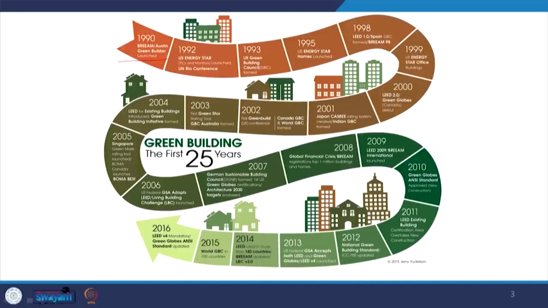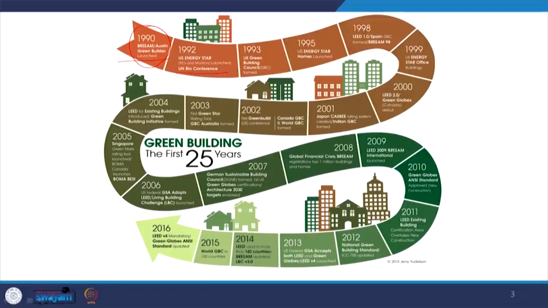In 1992, the Rio conference of the United Nations happened, and that was the same time when US Energy Star was launched. In 1993, the US Green Building Council, USGBC, was formed. Further to that, US Green Star Homes was launched, but it was not a very successful program. However, by this time BREEAM was doing reasonably well, and almost the entire UK was going ahead with BREEAM.